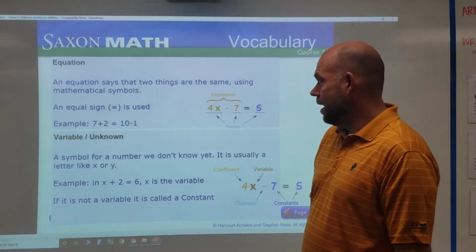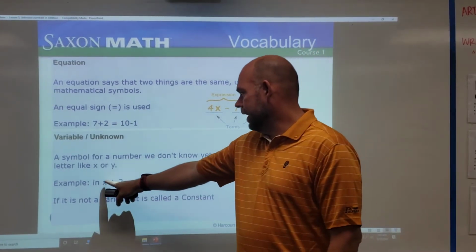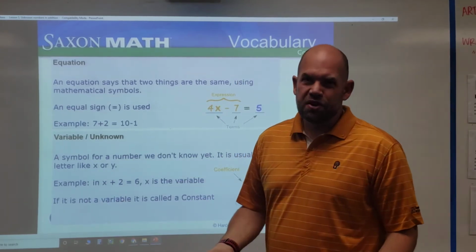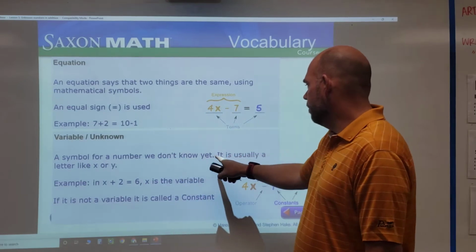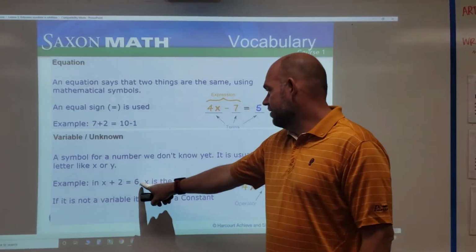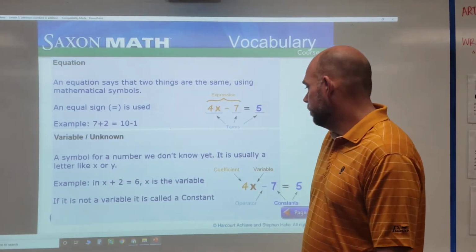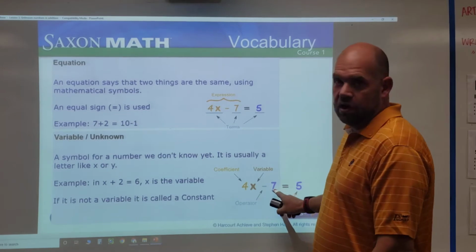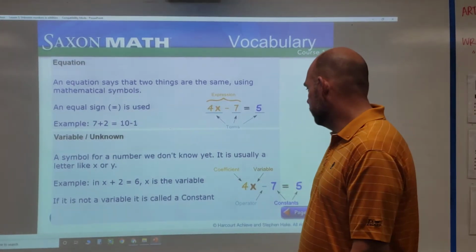Now, often in math, we have an unknown variable, and we'll usually give it a letter like X or Y, but you can really give it any letter. A symbol for a number we don't know yet is that letter, and the X is the variable, right? So that's what we're solving for. We're solving for the variable. If it's not a variable, it's a constant. So the numbers that don't have a letter next to them are the constants, okay?